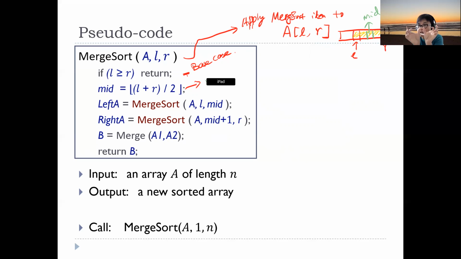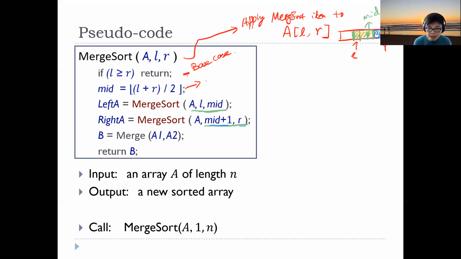Then we divide it into two portions. The left portion is from the beginning, index 1, to the middle. That's the left portion. I sort this portion now recursively using the same algorithm, merge sort. Then you sort the right portion, from mid plus 1 to the right. You sort the right portion also recursively using the same algorithm.